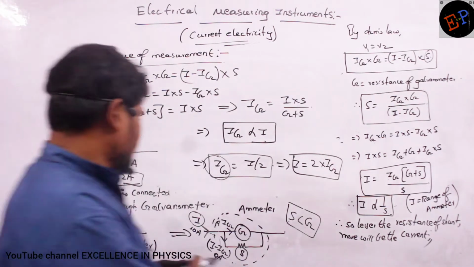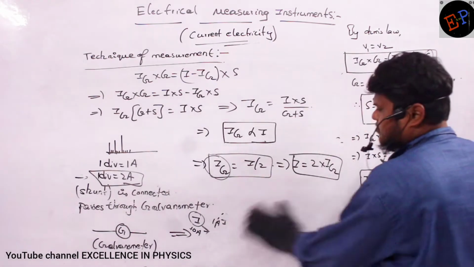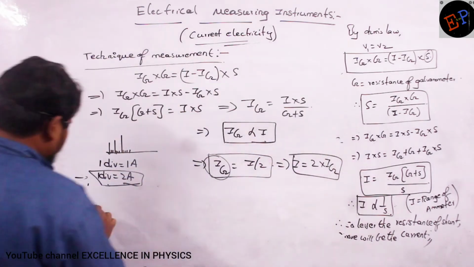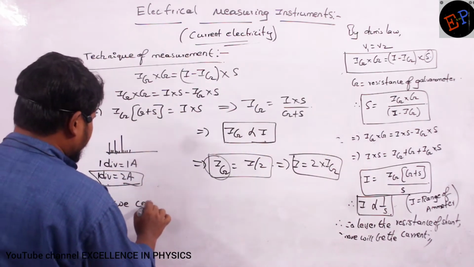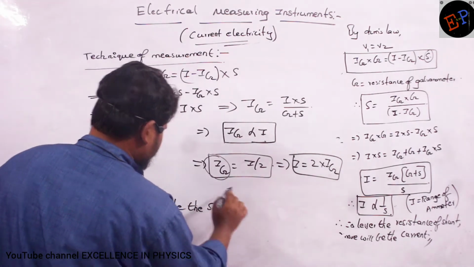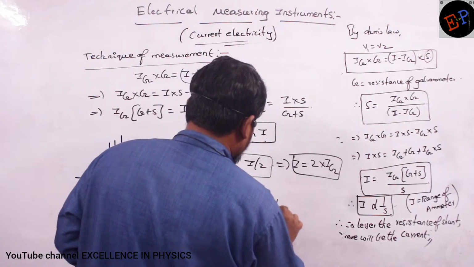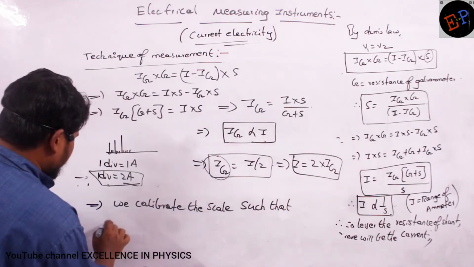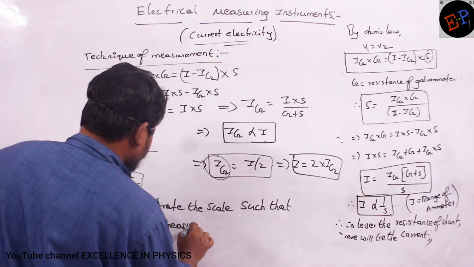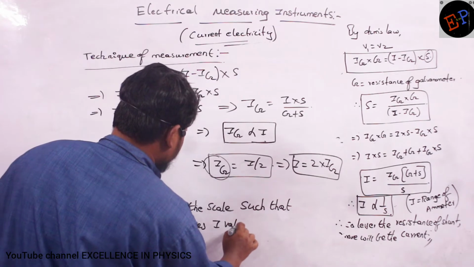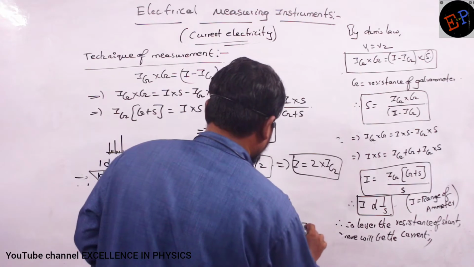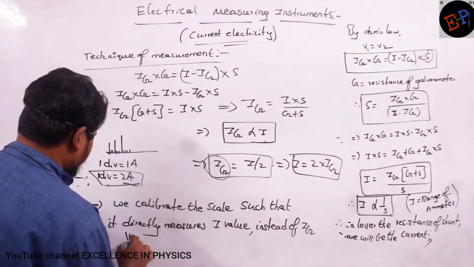Clear? So what is the note point here? We have to write, note point is that we calibrate the scale such that it directly measures I value instead of Ig value. Clear? That's all.